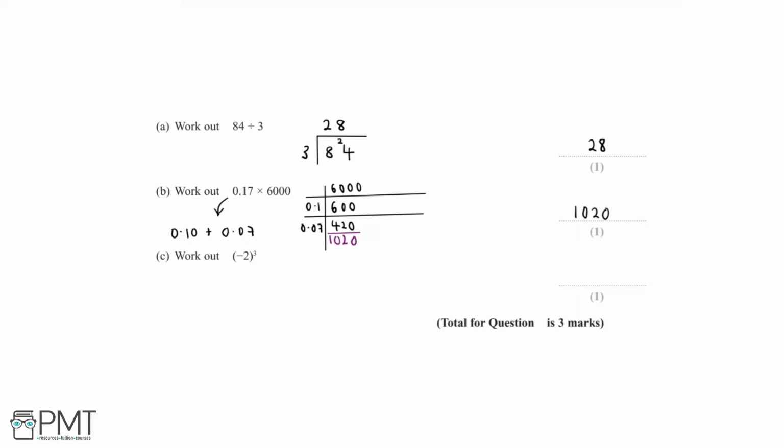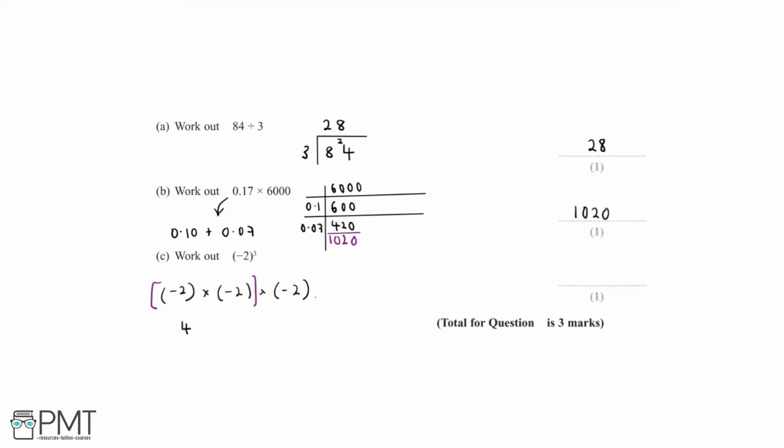And finally, we have minus 2 all to the power of 3, which is equal to minus 2 multiplied by minus 2 multiplied by minus 2. But we'll start with minus 2 multiplied by minus 2. So a negative number multiplied by a negative number is equal to a positive number. And so minus 2 multiplied by minus 2 is equal to 4.